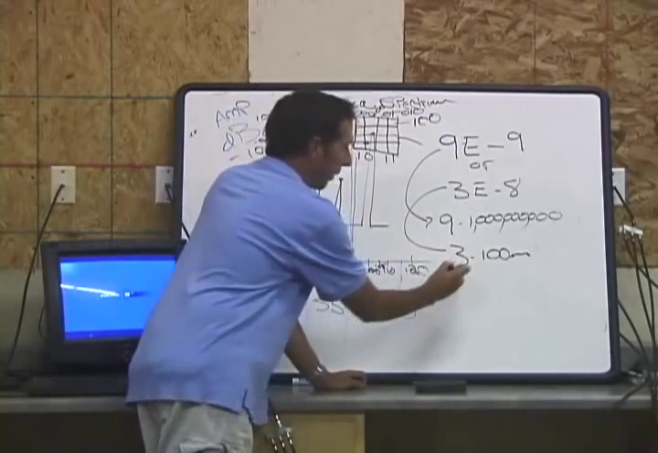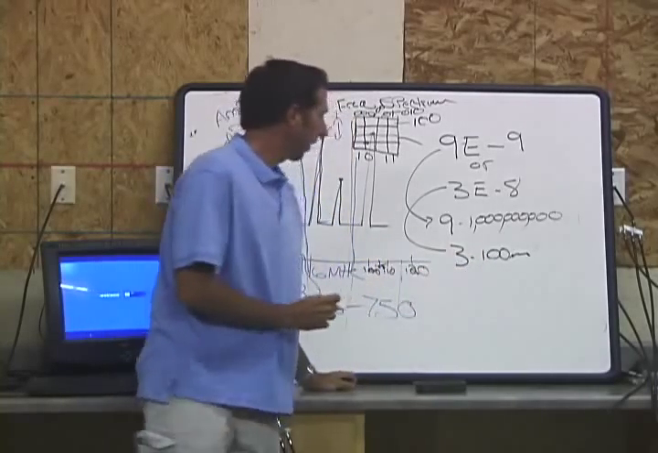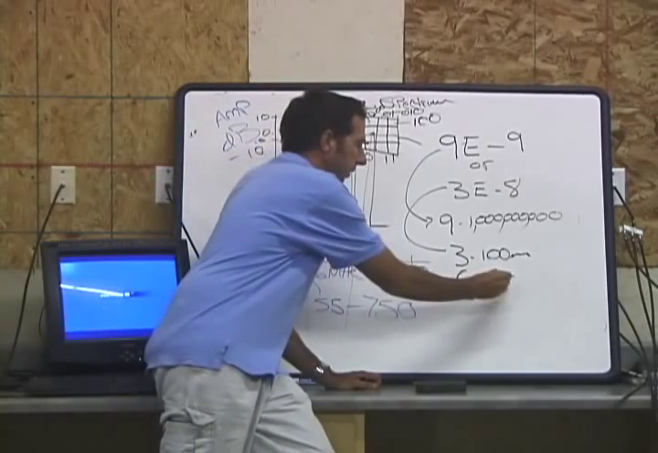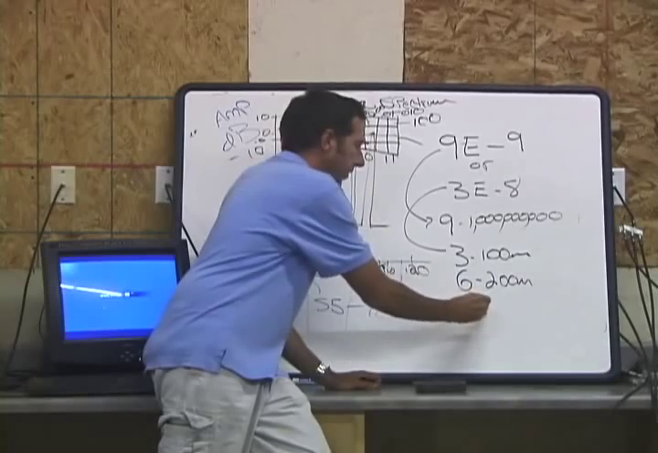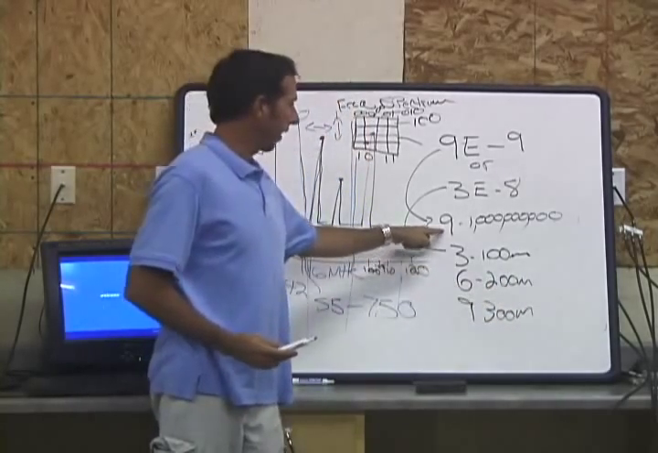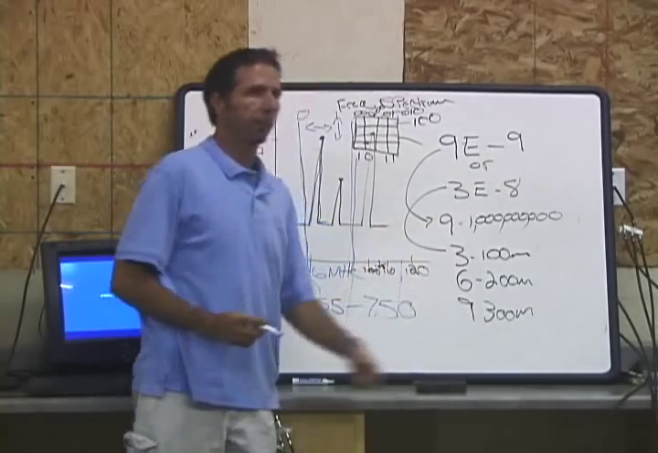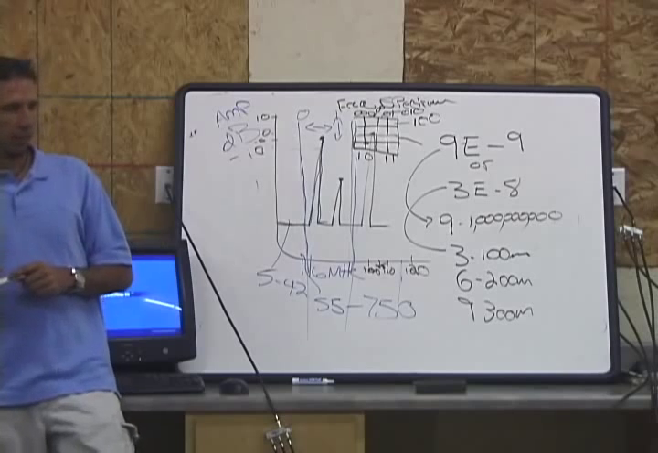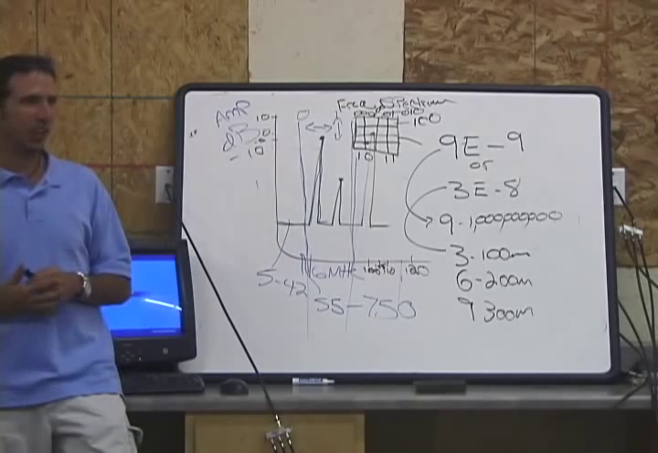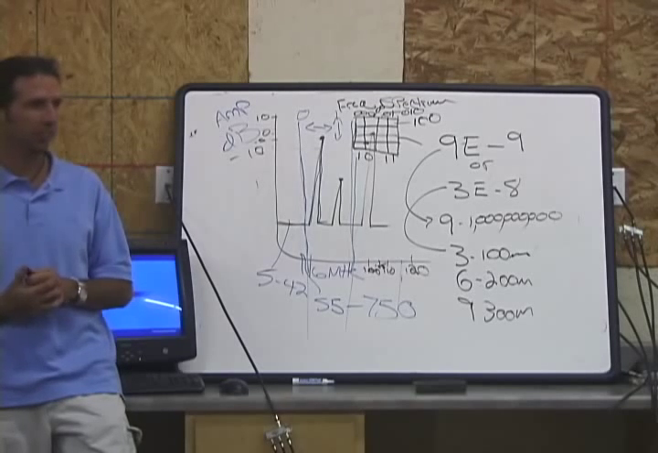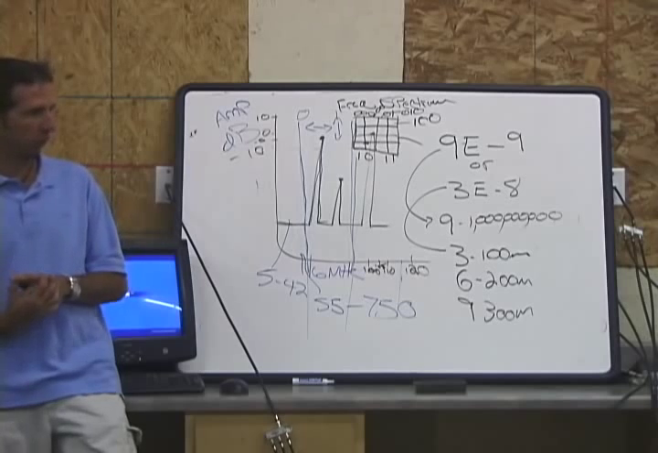So 3 errors out of 100 million would be the same thing as 6 errors out of 200 million, or 9 errors out of 300 million. And I'd rather have 9 errors out of a billion than 9 errors out of 300 billion. So what you've got to remember is the number that's right. The moral of the story is that the first number doesn't mean diddly. The second number is the only number that's important. Okay? That's the moral of the story.